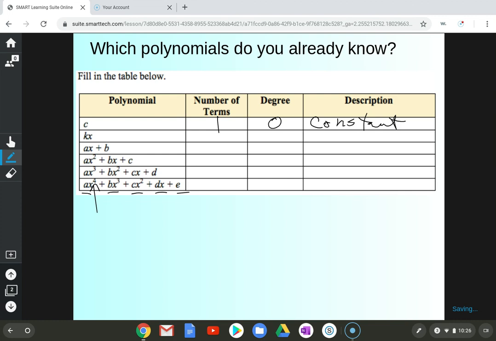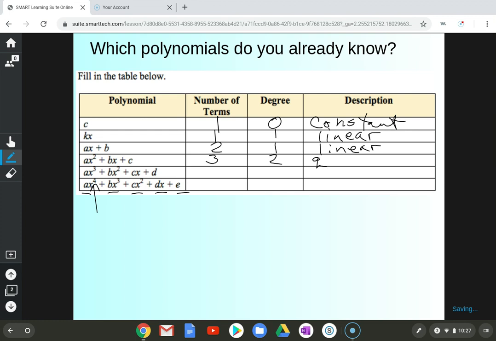For the next type of polynomial, we do have a variable. There's still only one term, but now since you don't see an exponent, we think of it as an invisible 1. This is k times x to the first, so the degree is 1. And this type of function would be called linear. This next one, very similar to the last one, it's still a first degree function, but there are now 2 terms, and it's still linear.